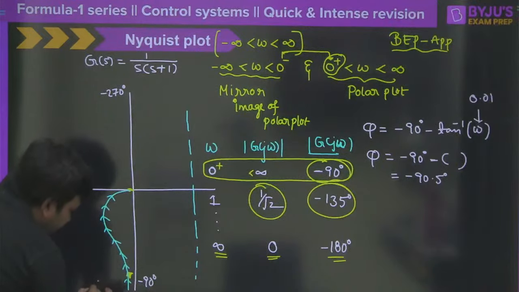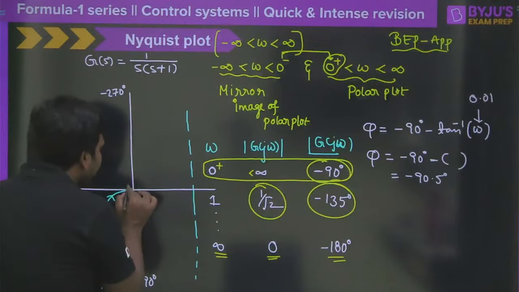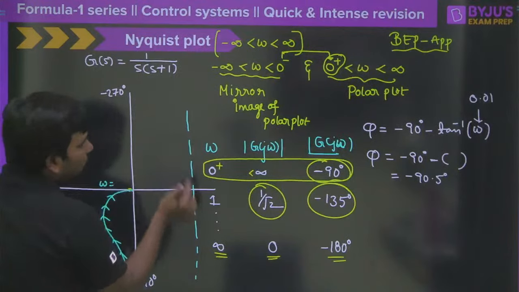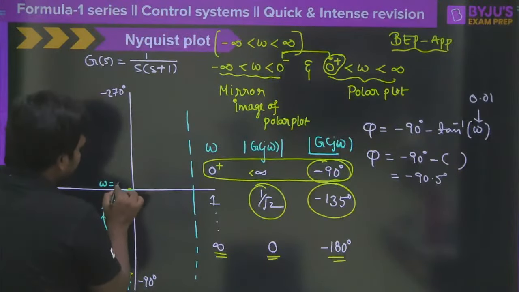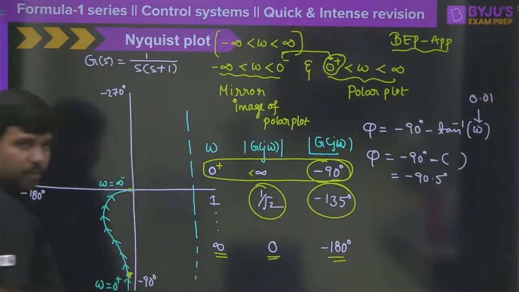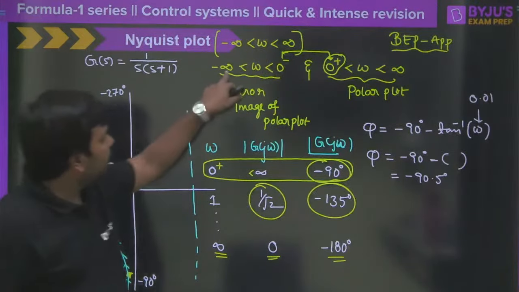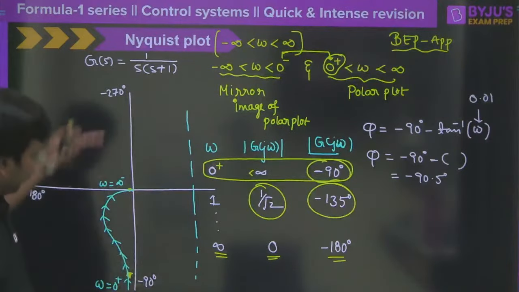And what would be the frequency here? The frequency here is 0 plus. Clear? Omega is equal to 0 plus. And the frequency here, as I was saying, omega is less than infinity, right? So less than infinity means, okay, just infinity minus, I should say. But what about this one? Minus infinity to 0 minus. That means the mirror image of this, correct?